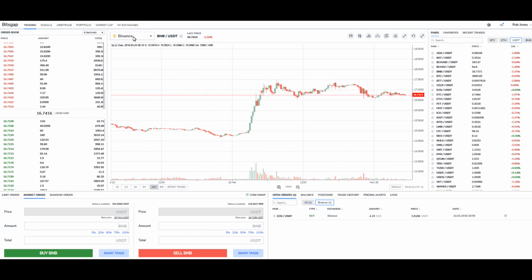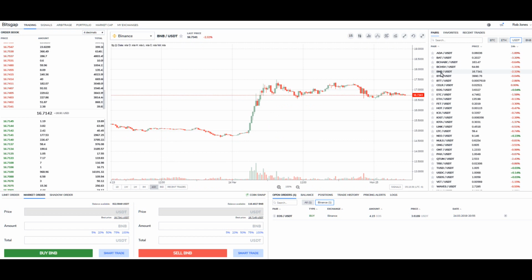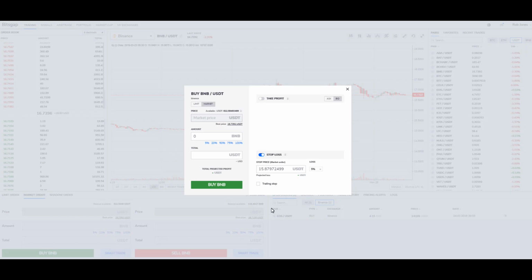So right now I'm on Binance and I'm on a BNB USDT trade here. To get to that, I've just jumped up here to Binance, clicked on USDT, come down here, and clicked on BNB. And of course, this is Binance's token. So we're going to go over here and go to Smart Trade.